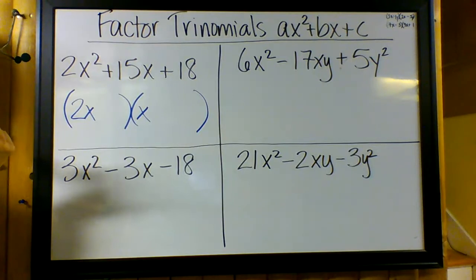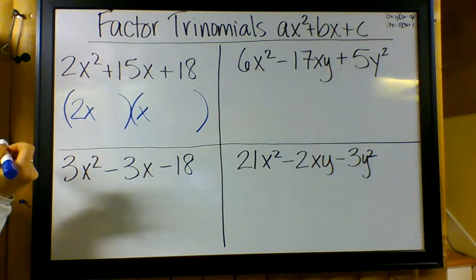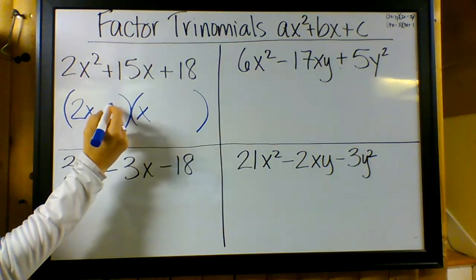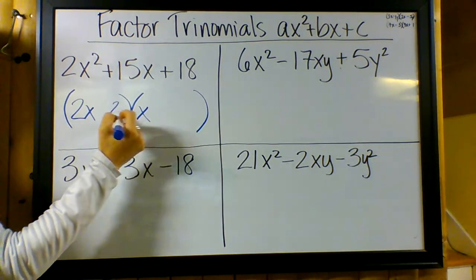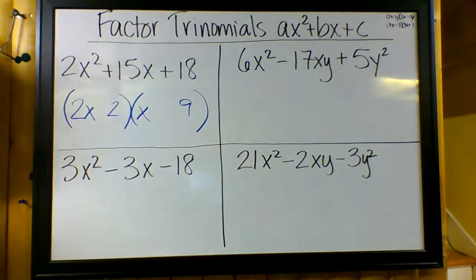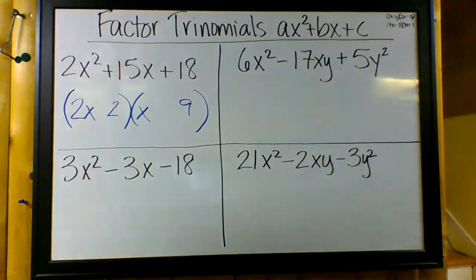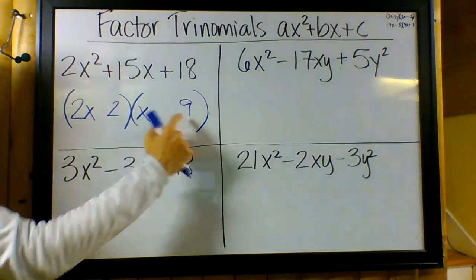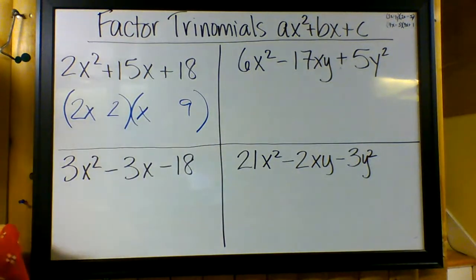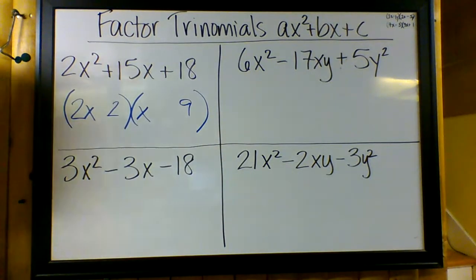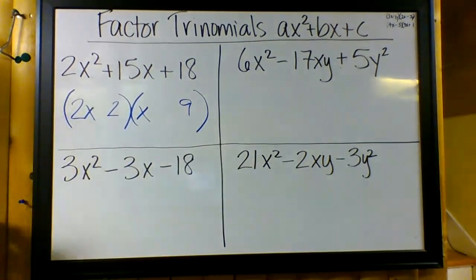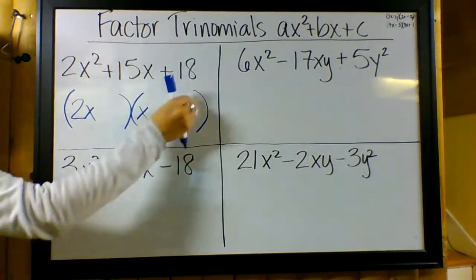So let's see. Let's do 2 and 9. So I'm just going to think here, what if I put a 2 here and a 9 here? Well, I'm not sure that that's going to work very well, because 2 times 9 is 18, plus 2 more is going to give me 20. So that doesn't work. So 2 and 9 didn't work.